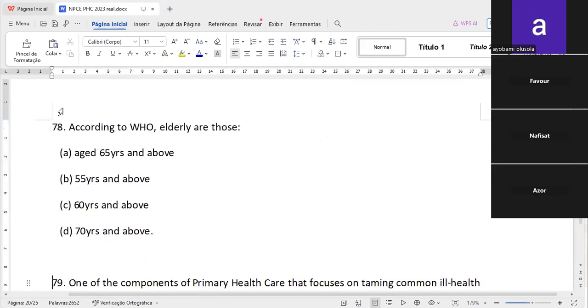According to WHO, elderly are those 60 years and above. Correct.